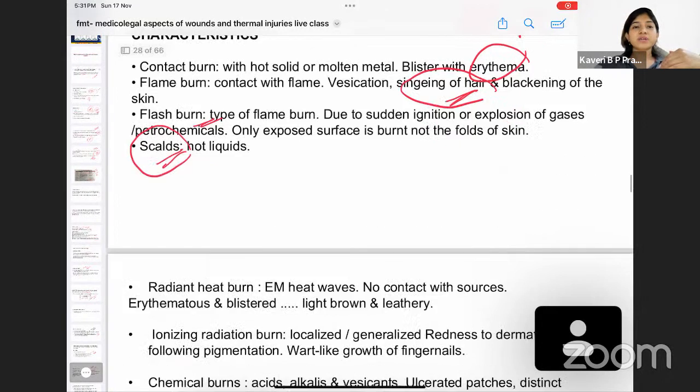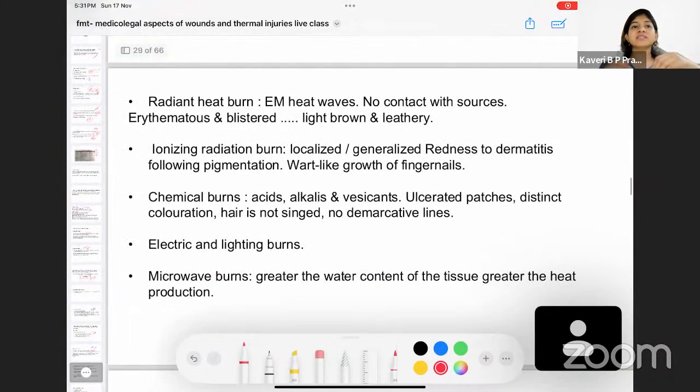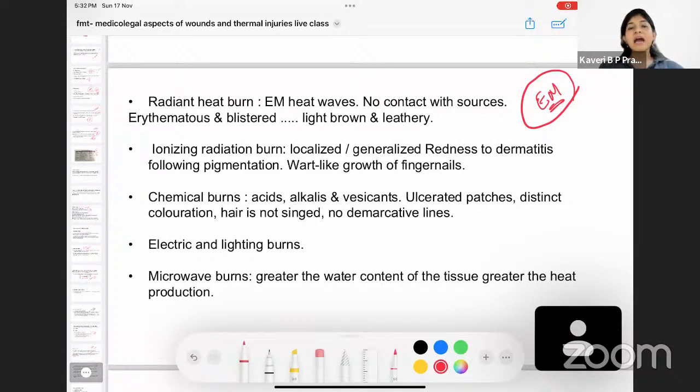Apart from this, we also have radiant heat burn, which is caused by radiation. What radiation? Radiation, EM radiation, is going to cause radiant heat burn. And here there's no contact with any source. It is just the radiation that is coming and causing the burn. Here also the skin is going to be erythematous. It is going to be red and blistered, and it is also going to look light brown in color, and a leathery, waxy appearance of the skin is noted.